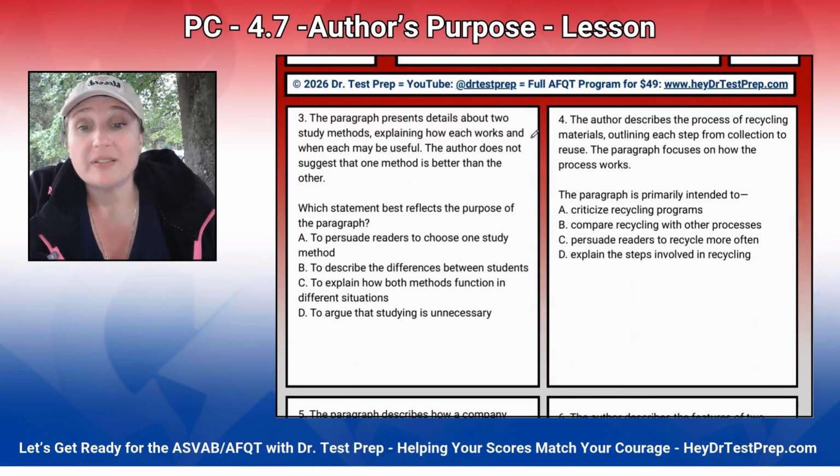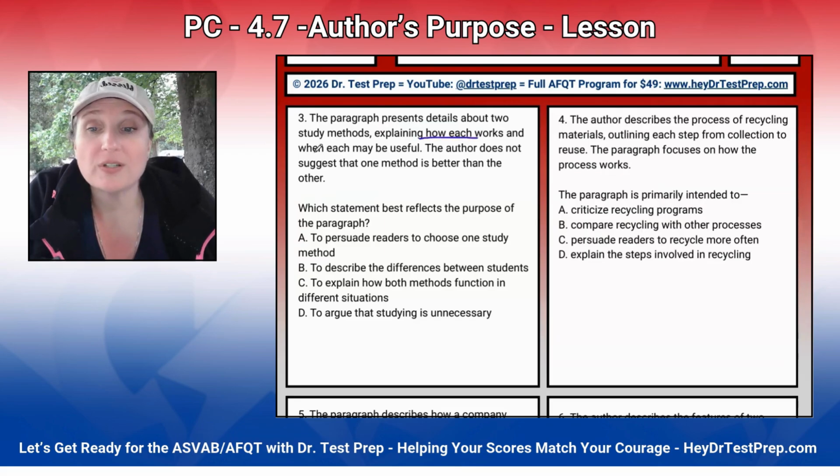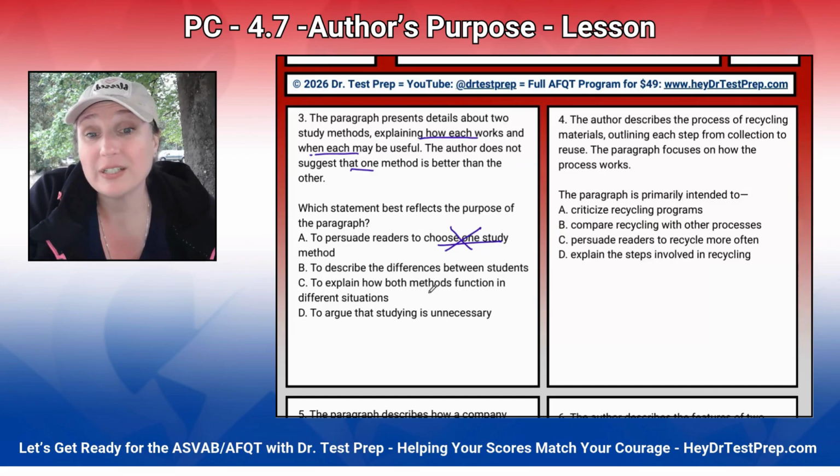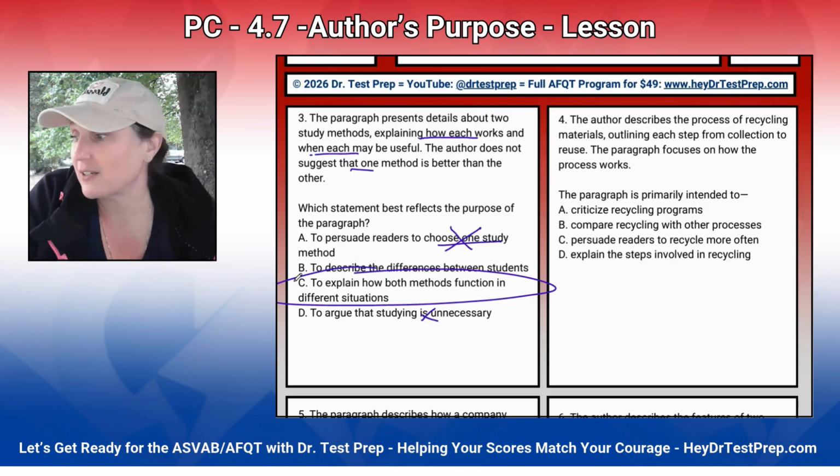All right, what's the purpose? The paragraph presents details about two study methods, explaining how each works and when it can be useful. The author does not suggest one method is better than another. So is it to persuade researchers to choose one study? No. Describe the differences? It doesn't mention differences. It talks about how they work, but it doesn't explicitly state that. Explain how both methods function in different situations, potentially, and argue that studying is unnecessary. No. So how they function is probably the best answer.